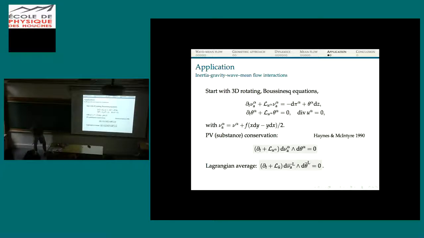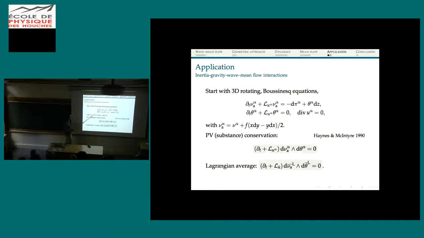So here's an example which is related to what we've seen, and it's to study the effect of waves, internal waves or inertial gravity waves, on mean flows described by the Boussinesq equation. So I start by writing the 3D Boussinesq equation in the geometric language. So it's pretty much as before. So I still decorate with an alpha to indicate that I have a bunch of flows.